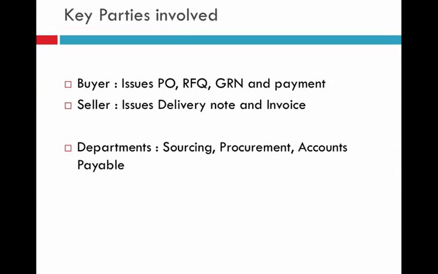Alright, so who are the key parties involved in the entire P2P process? We essentially have only two, the buyer and the seller. The buyer issues the purchase order, the request for quotation, the GRN, and finally the payment for the goods and services, whereas the seller issues the delivery note and the invoice. Now, within the buyer's organization, various departments are involved, namely the sourcing department, the procurement department, and the accounts payable department.